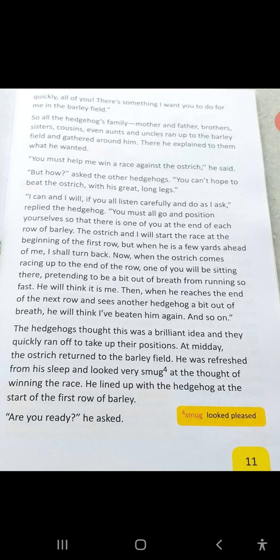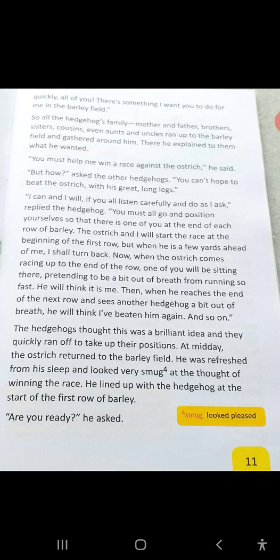So he asked that, as they had decided that they would have the race in the barley field, after the end of each row of barley, like barley is grown in rows, right? So he said that as the row is ending for the barley crop, at the end of each row, you all should take your positions.